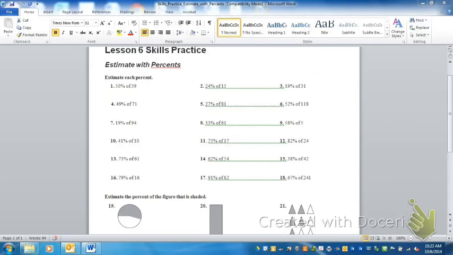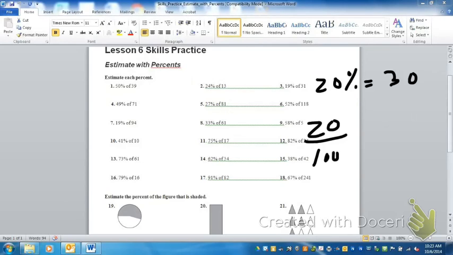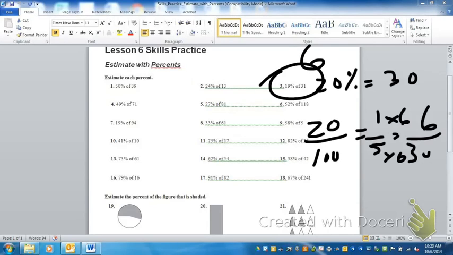And number 3, 19% of 31. 19 would be 20%. 31 would be 30. 20% rounds off to 1/5. 5 times 6 is 30, and 1 times 6 would be 6. So for number 3, the answer would be 6.